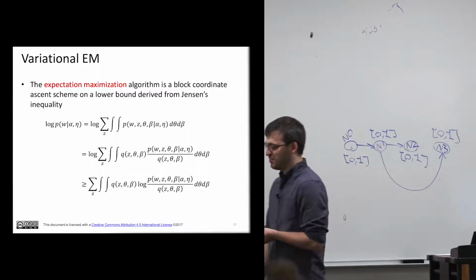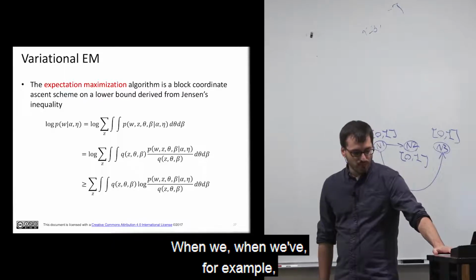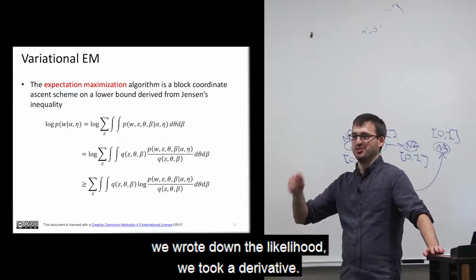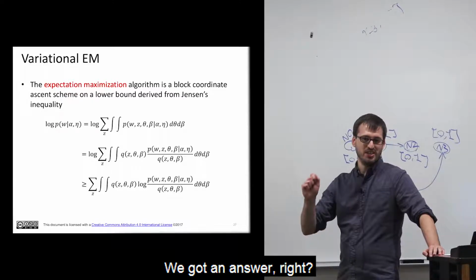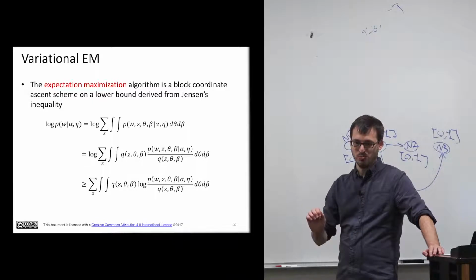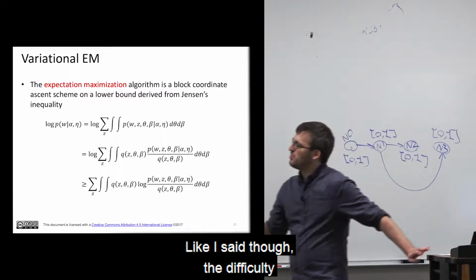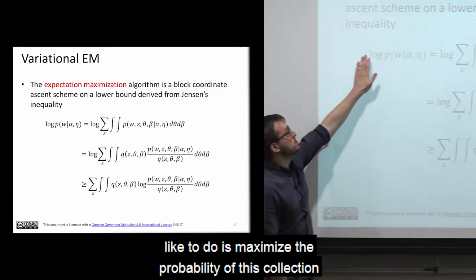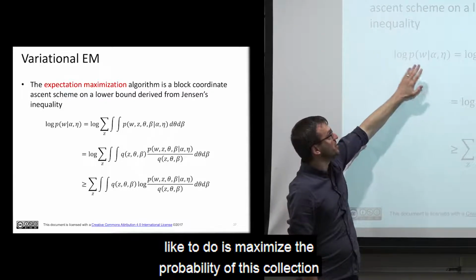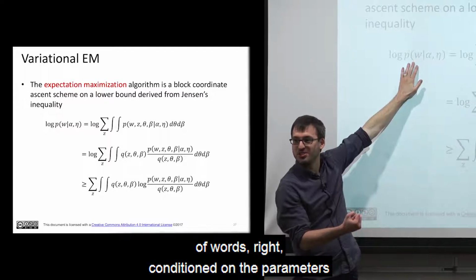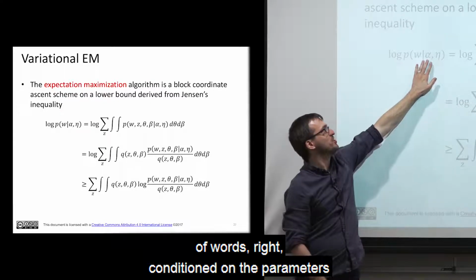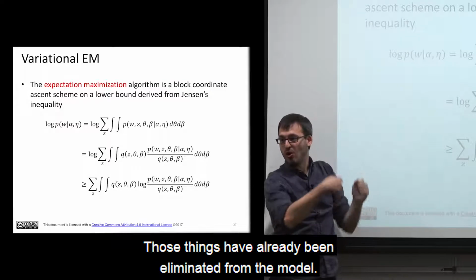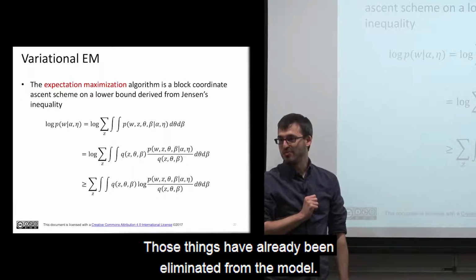It's a very high level. When we, for example, did the coin flipping problem, right? We wrote down the log likelihood, we took a derivative, we solved, we got an answer, right? That answer was the right answer, and we were done. Like I said, though, the difficulty with this particular problem is that what we would really like to do is maximize the probability of this collection of words, right, conditioned on the parameters of the Dirichlet distributions. Right? We don't get to observe anything else. Those things have already been eliminated from the model.